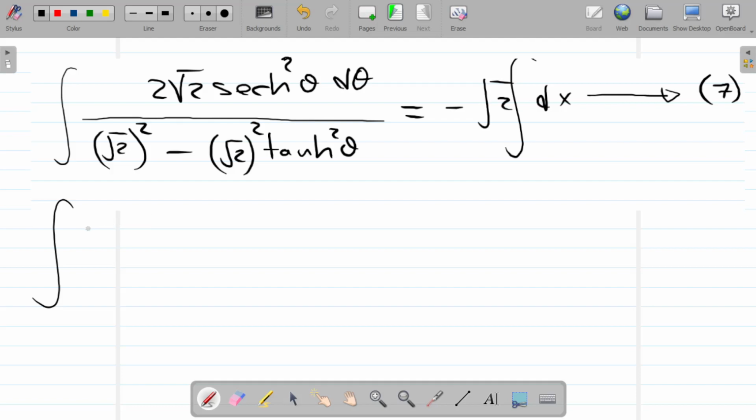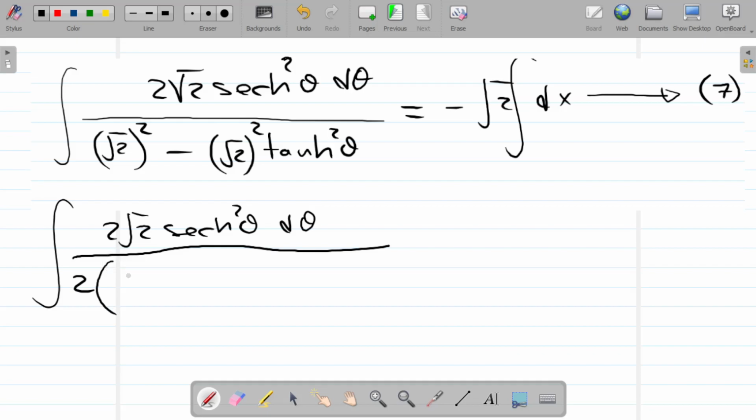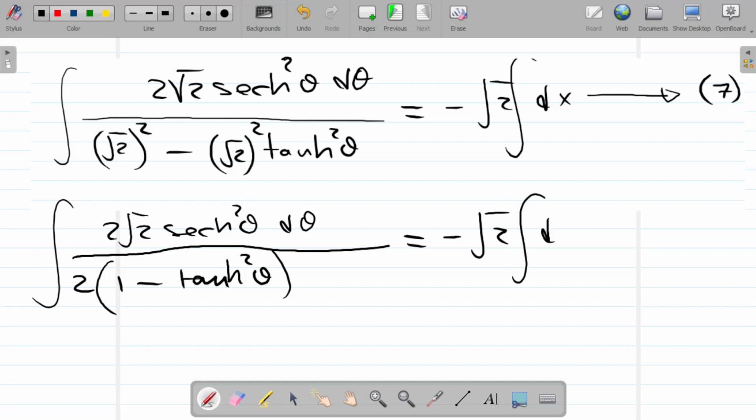So anyway, we've now got this expression on the left hand side. So once again, let's cut and paste equation 7. Right, let's just ink that back in. So we can simplify everything on the left hand side. We've got the integral of 2 root 2 hyperbolic secant squared theta d theta, divided by, we can take out the root 2 squared, and I'm just going to call that 2, multiplied by, in brackets, 1 minus tanh squared theta. And that's equal to minus root 2 times the integral of dx. We'll call that equation 8.